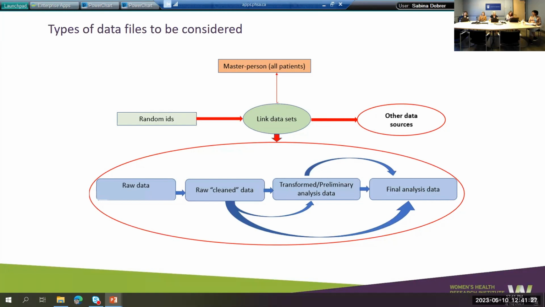At each stage of your data, you need to create permanent files that are actually not in your program, but saved on the network drive. So you know that this is the final version of my analytical file. And if you change it later, you just change it with a new date.